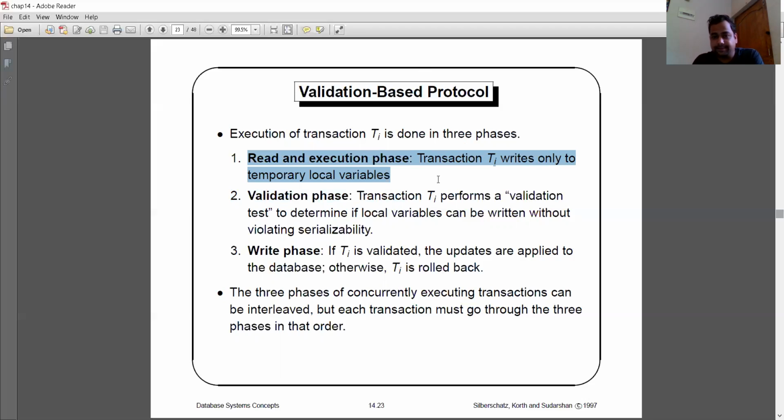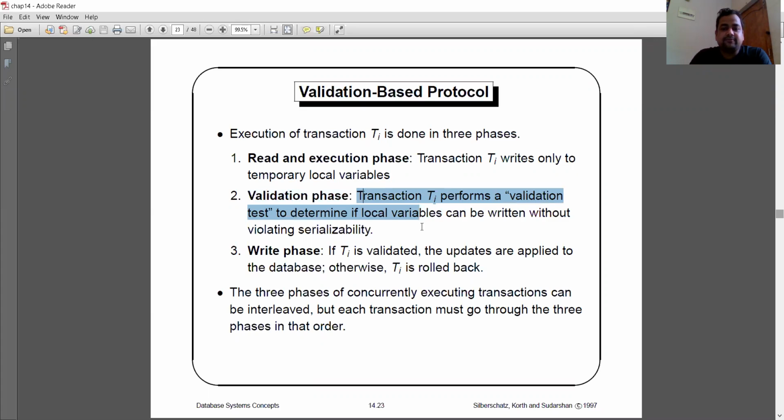Going to the first one, the read and execution phase. Suppose my transaction is Ti. The transaction Ti writes only to temporary local variables. So initially, whenever we read a data item, we execute on it and write only to temporary local variables. It cannot be associated with permanent variables. So the first phase is the read and execution phase. The second phase is the validation phase. It will follow the validation test.